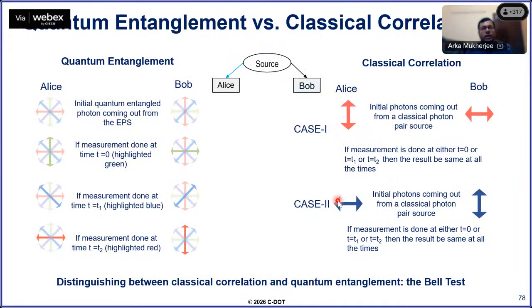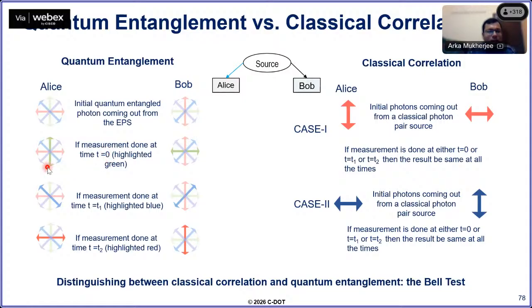Before going to these protocols, I want to highlight the difference between quantum entanglement and classical correlation. We have a source generating an entangled pair. One part of the pair will go to Alice and the other part will go to Bob. Now, what happens with quantum entanglement? Suppose we have a quantum source there, generating an entangled pair. One goes to Alice, the other part goes to Bob. Now if I measure at time zero, for example, I am measuring at a certain time.